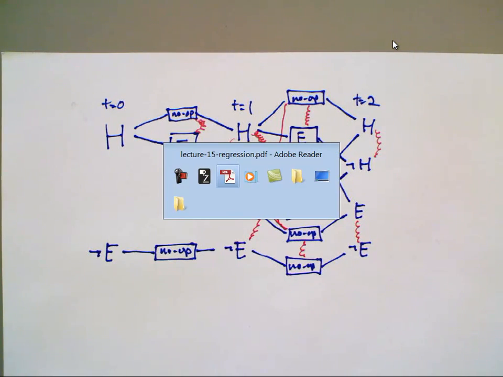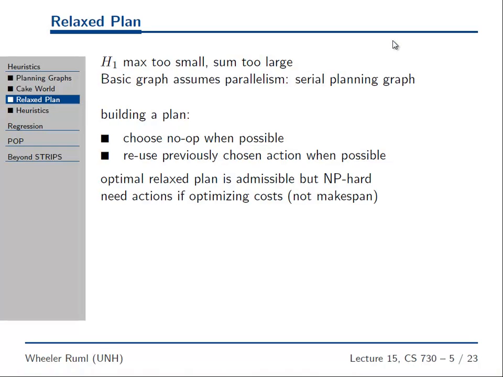Finding the optimal relaxed plan is NP hard, so nobody does it, but people use this greedy algorithm with just choosing no-op if you can, reusing previously chosen actions if you can. Anyway, it's a fabulous heuristic. It's not admissible because no one actually goes to the trouble of forming the optimal relaxed plan. Although actually there was just a paper this last year at the planning conference where somebody found an algorithm that could derive the optimal relaxed plan in polynomial time for a certain class of problems.